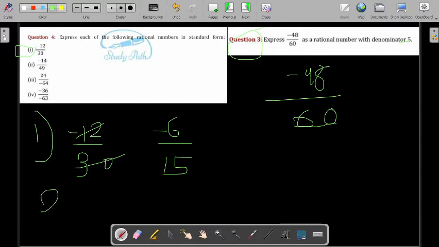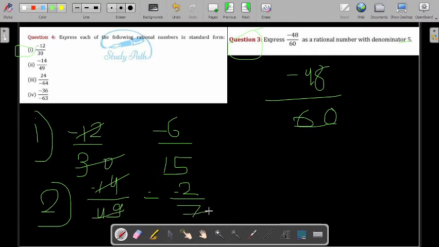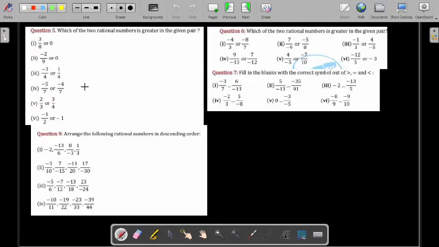See, second one, minus 14 upon 49. 7 2s are 14, minus 2, minus 2, 7 7s are 49. Now will it reduce more? No. So I have done these two parts. You have to do these two parts as homework. Okay guys, so let's move.